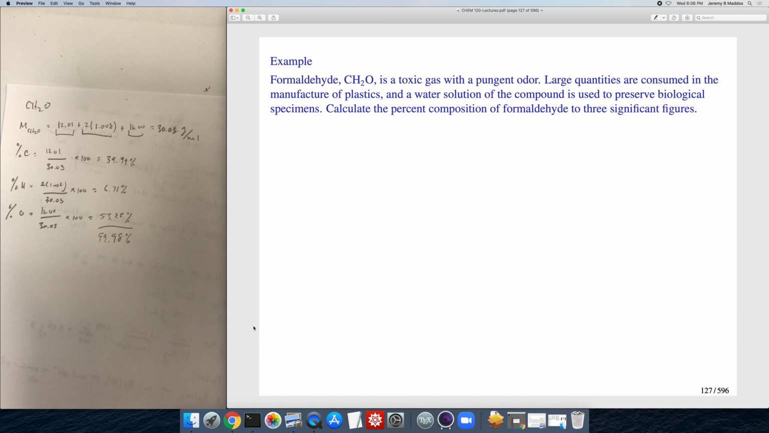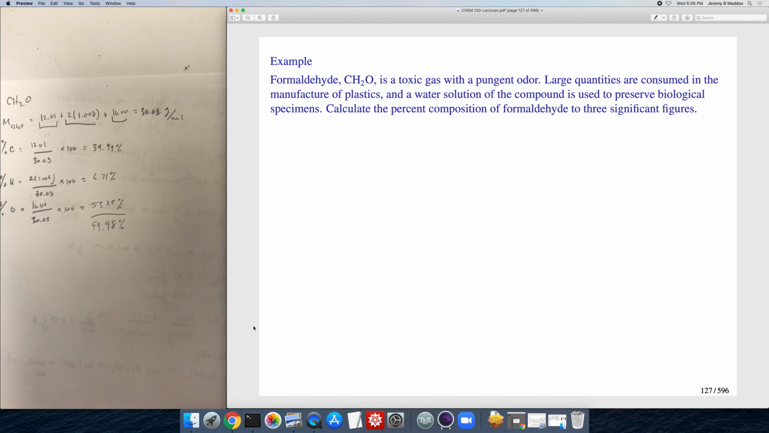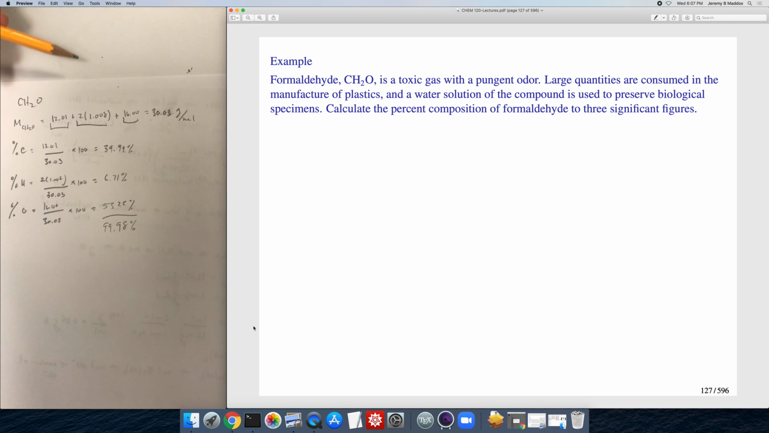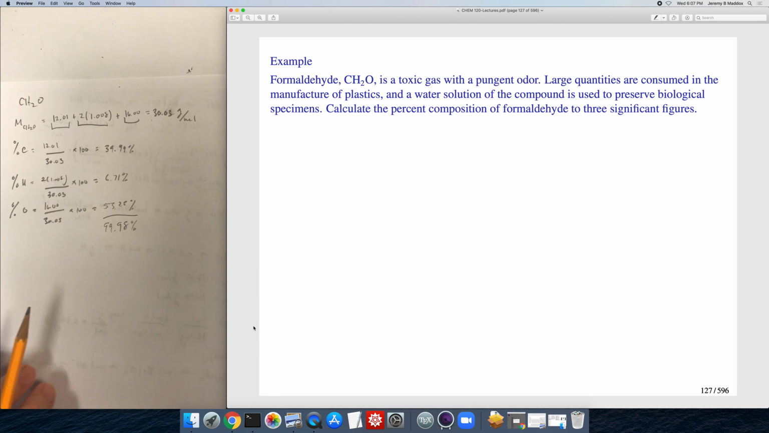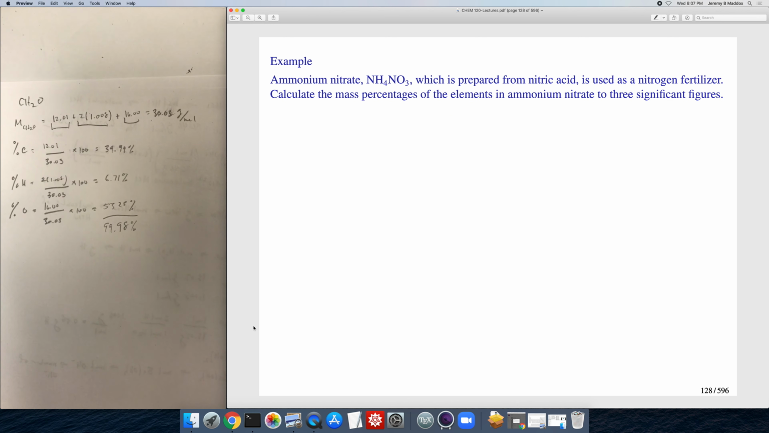So this is how you calculate the percent composition of a compound from its chemical formula. You basically use the molar mass formula to figure out what the parts are, and then you divide each part by the whole and multiply by 100. The next problem is identical to that, and so you would do the exact same thing, only you would need to use the molar mass formula for ammonium nitrate. I'm going to go ahead and let you take care of that problem as an exercise.